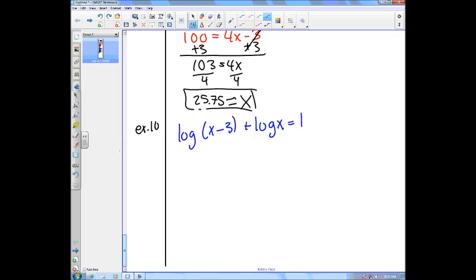You learned last lesson before we did the acuity test how to combine 2 logs. When we add, what goes with addition? Multiply. So if these are added, you keep the same base, which is base 10 since it's not written, and multiply them. (x - 3) times x. I'm going to group them with brackets. Multiply, add. You use the properties of exponents.